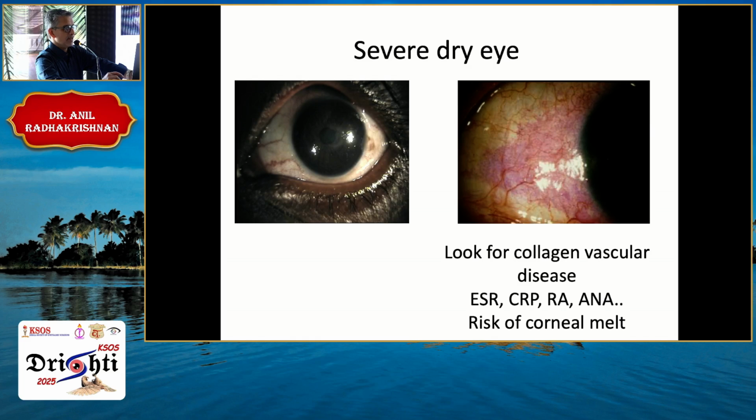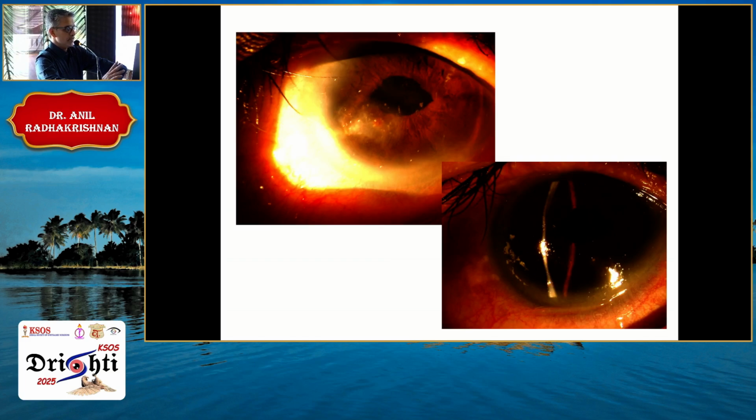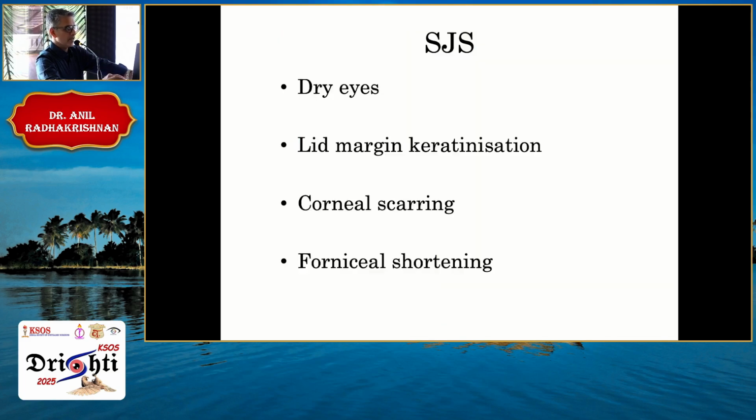If it is a severe dry eye, you have to look for collagen vascular diseases. Look at ESR and CRP at least. And if it is high, have a rheumatology consult and get it under control, and then only do cataract surgery. And in certain situations, you have to give systemic steroids also. This is a patient with rheumatoid arthritis. After cataract surgery, he developed a corneal melt. We did a lacrimal plug and just gave systemic steroids, and it got better.